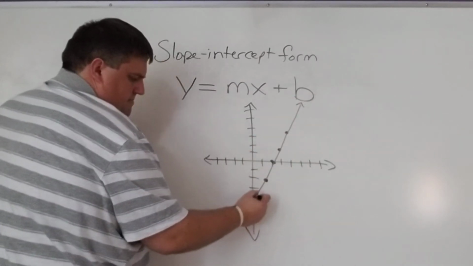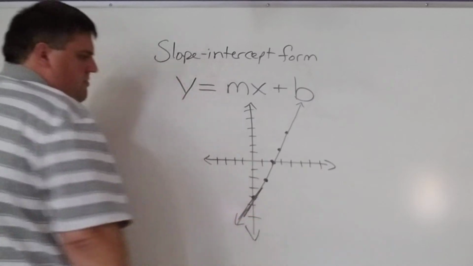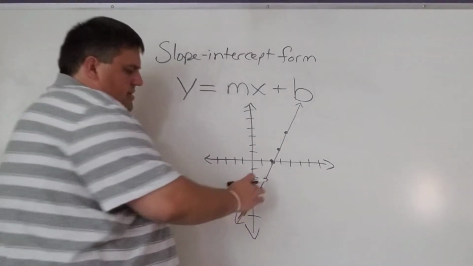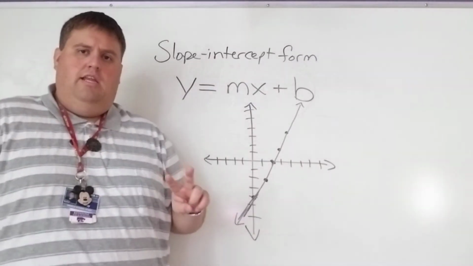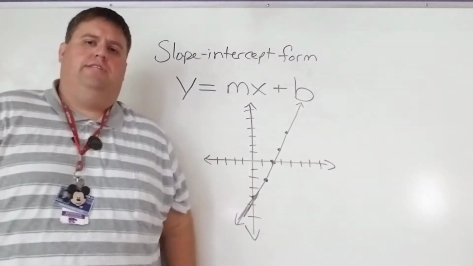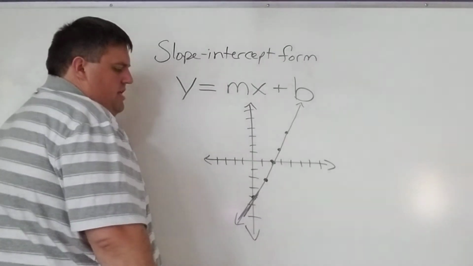Here's my line. All right, and I want to know the equation of that line. So there's always going to be two things I need. I always need the slope, I need the y-intercept. If I have those two things, then I can write an equation of a line in slope-intercept form.